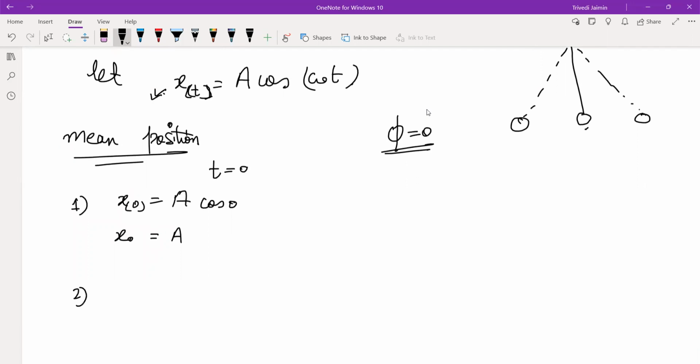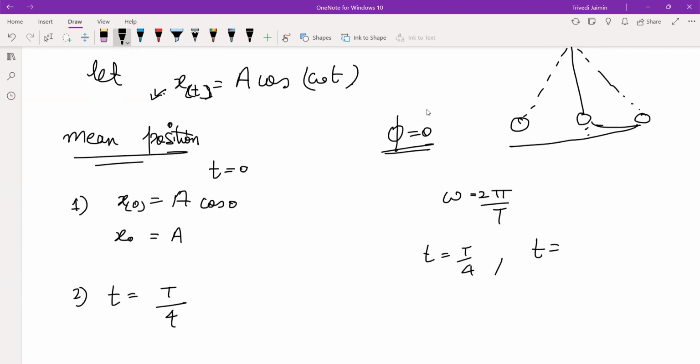Now this second one, t equals T by 4. Now what is this T by 4? See, omega equals 2 pi by T. So we are saying t equals T by 4. Then next, it moved here, and again from here to here, then one point, then second point, then third point. So this is your first position, second position, and third position. Again back, that is the fourth position. Again back, that is the fifth position.